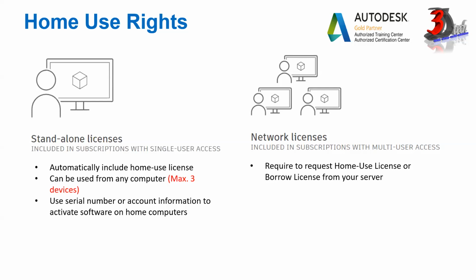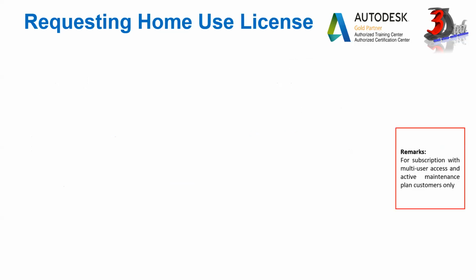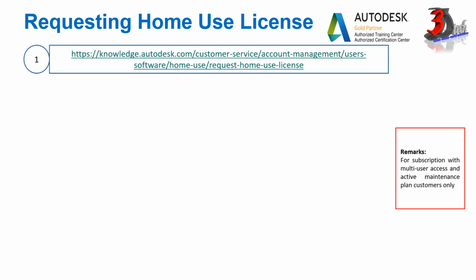Please take note that requesting a home use license can only be done by the software administrator or the contract manager. So what is the way to request this home use license? Please take note again that this is only for subscription with multi-user access and active maintenance plan customers, regardless of standalone and network license. First and foremost, please go through this page, or you can just go to your browser and type in Autodesk home use license or Autodesk request home use license, and you will automatically go to this page.